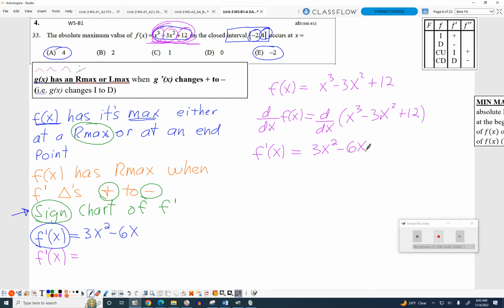Cool. We need a factored version, so Ellie, can you tell me how to create a factored version of this? Take 3x, and then in parentheses, x minus 2. 2 points. Questions from anyone?